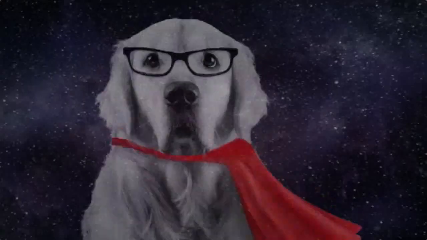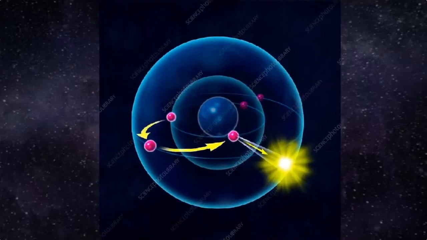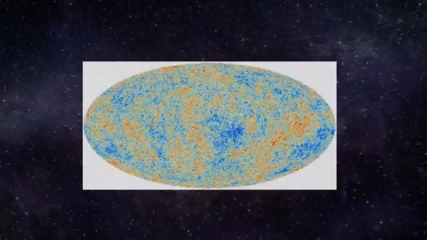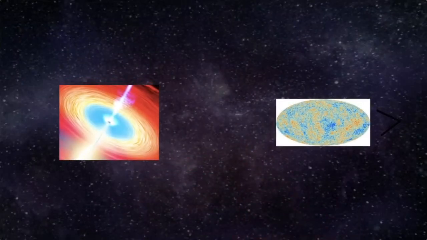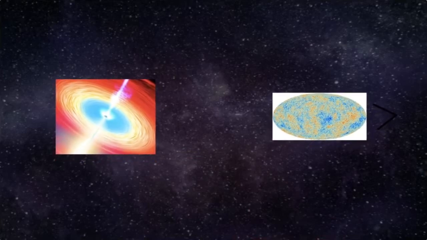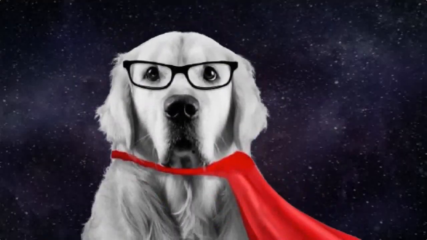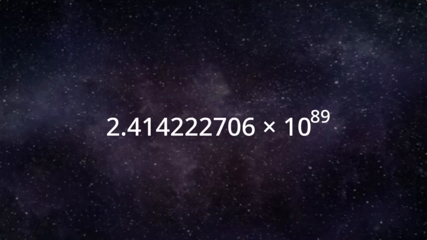The issue here is that photons, unlike other particles, can actually be created and destroyed. Their existence is more like a form of energy than a form of mass. When the cosmic microwave background was created, the majority of the universe's photons were emitted. The amount of photons emitted from stars are only a tiny fraction of the amount of photons in the cosmic microwave background. It is estimated that for every proton or neutron, there are 1 billion cosmic microwave background photons. So, that would be around 2.4142222706 times 10 to the 89th photons.